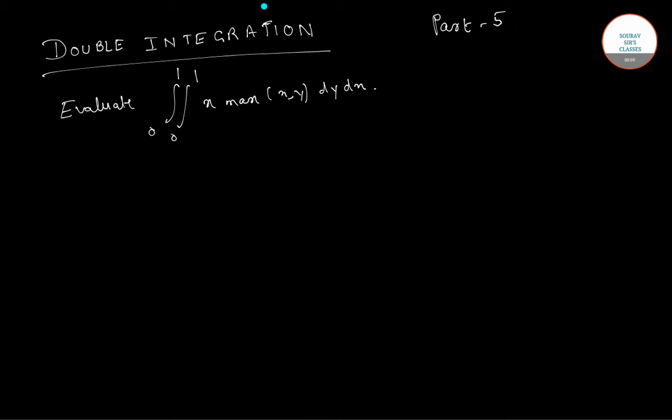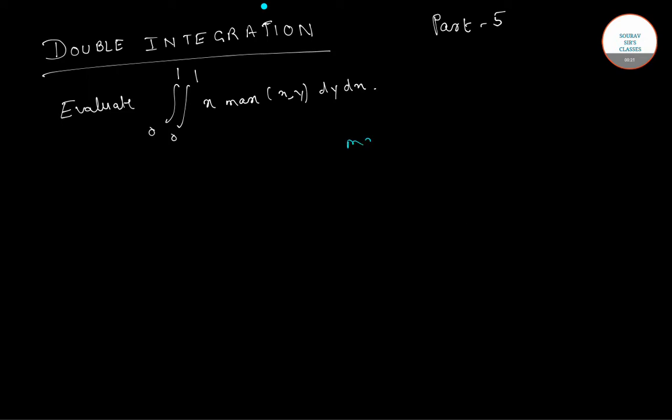Now here we will start this video by evaluating the following question. Here we have to evaluate the double integration where both the values of x and y go from 0 to 1, of x into maximum of x comma y, dy into dx.